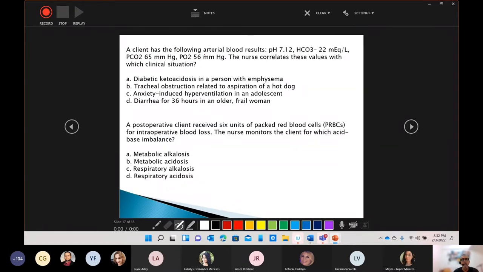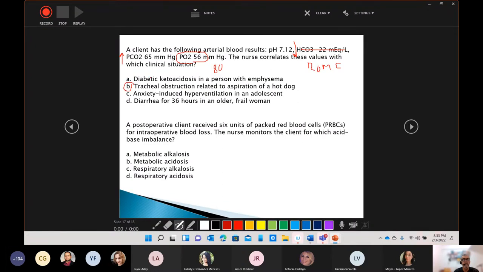A client has the following ABG. So the pH is low. I ignore the bicarbonate. And the CO2 is high. So this patient has an acidosis, and it's a respiratory acidosis because the arrows are opposite, no? The nurse correlates, and the oxygen is very low. So always you need to add the oxygen. The normal value of oxygen is above 80, no? So it's very low. Then let's correlate this respiratory acidosis with low oxygen with the scenarios, and you say, B, I agree with you.